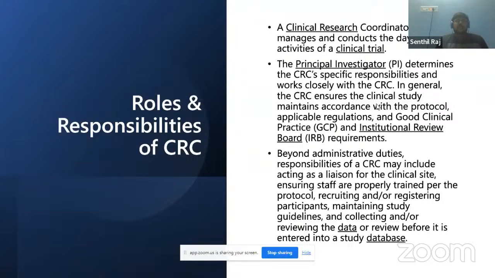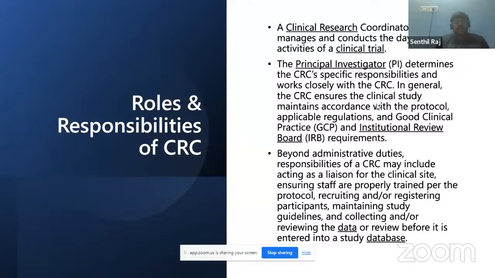So a CRC regularly sits with the principal investigator during consent. Once consent is done, he maintains all the study protocols and documents all the consents. He does the manual data entry. He collects information from the study participant, either directly or by going through the medical records. After having the consent, he goes over the records and gets the necessary information.